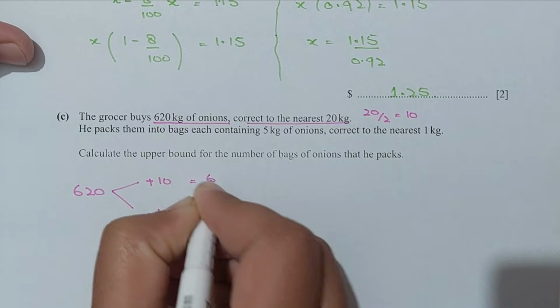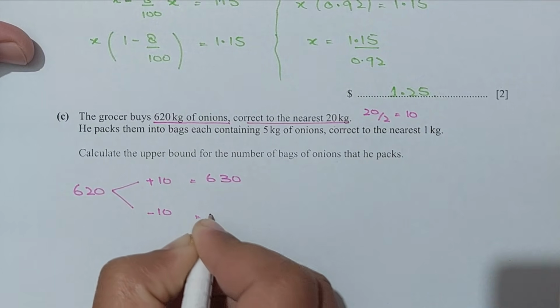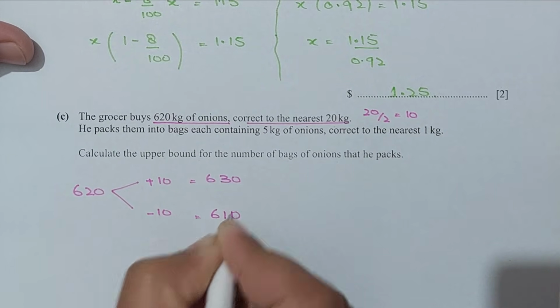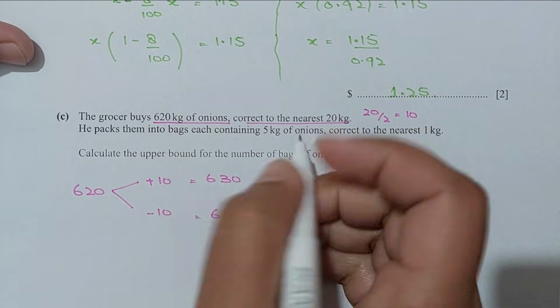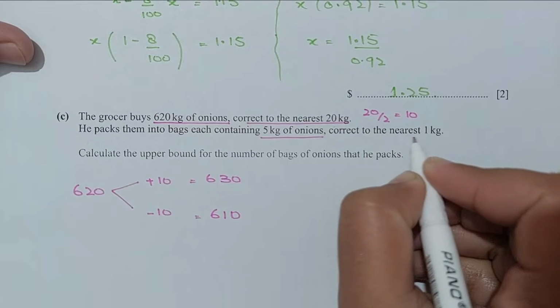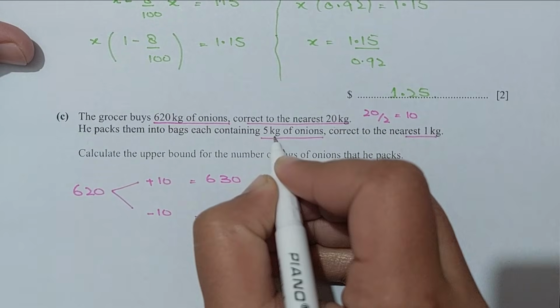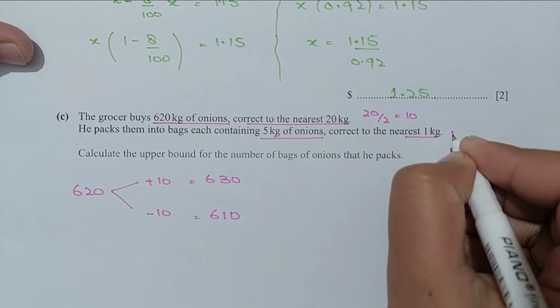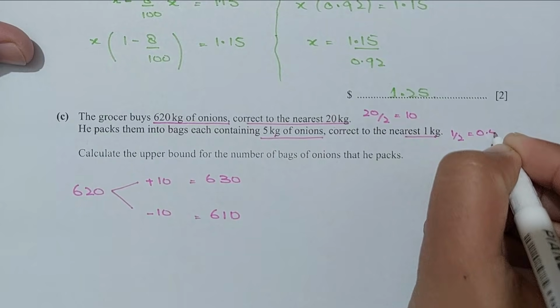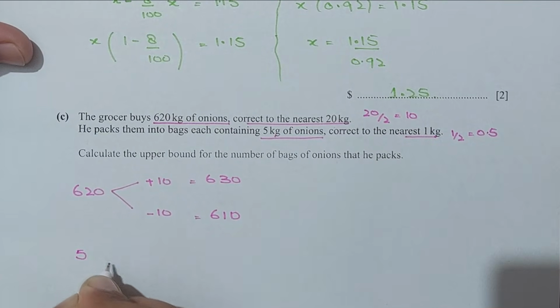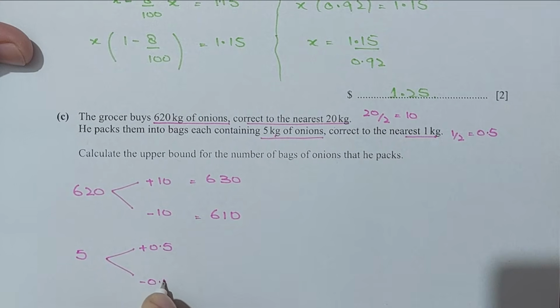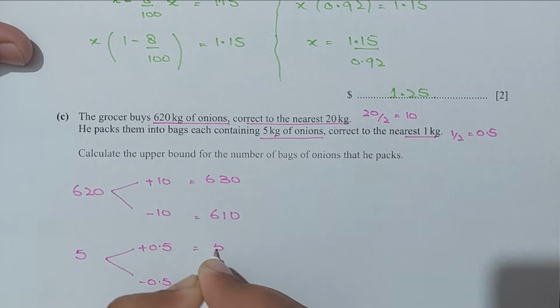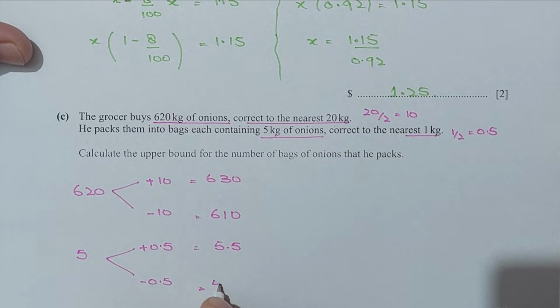When I add 10, this would be 630, and when I subtract 10, this would be 610, right? He packs them in a bag, each containing 5 kilograms of onions correct to the nearest 1 kilogram. Kilogram and kilogram, same unit, so this is 1 by 2, which is 0.5. So in 5, we have to add 0.5 and subtract 0.5, and this would be 5.5, and when we are subtracting, we have 4.5.